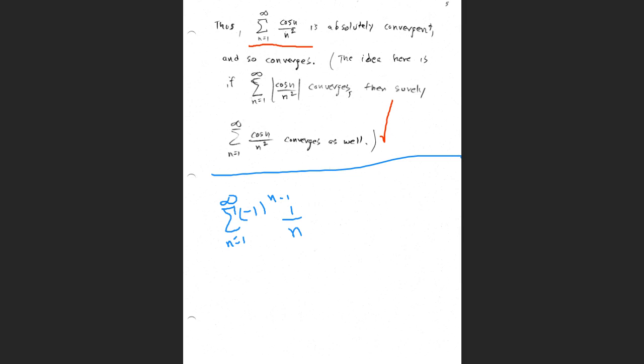Right, so this is the alternating harmonic series, which converges, but it does not absolutely converge, because if we take the absolute value of the terms of the alternating harmonic series, that would give us this series, which is the harmonic series, and that diverges. So we can't use absolute convergence to establish that the alternating harmonic series converges.